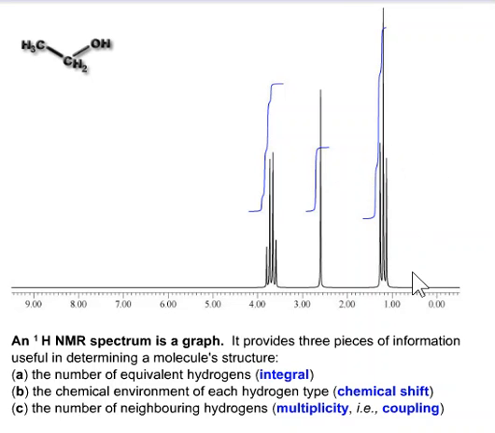The second thing that you want to look at is where each signal is on the x-axis, and that gives you information about how close the protons are to electronegative elements and double bonds and other structural features. And then finally, the number of peaks that each signal is split into tells you about the number of protons on neighboring carbons.